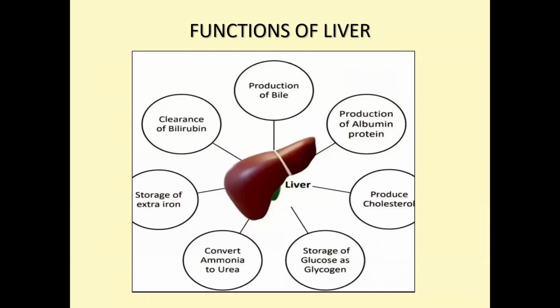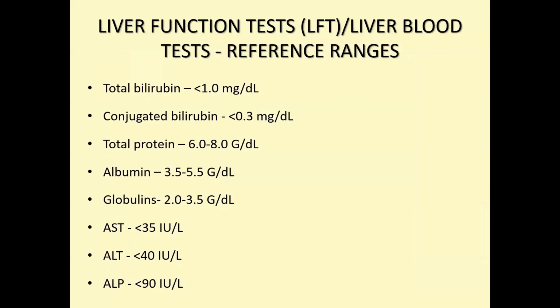Functions of the liver, broadly: production of bile, production of proteins, cholesterol production, storage of glucose as glycogen, conversion of ammonia, which is toxic, to urea, which is a non-toxic, non-protein, nitrogenous compound, storage of iron as ferritin, clearance of bilirubin, and production of bile. So these are the broad functions of the liver.